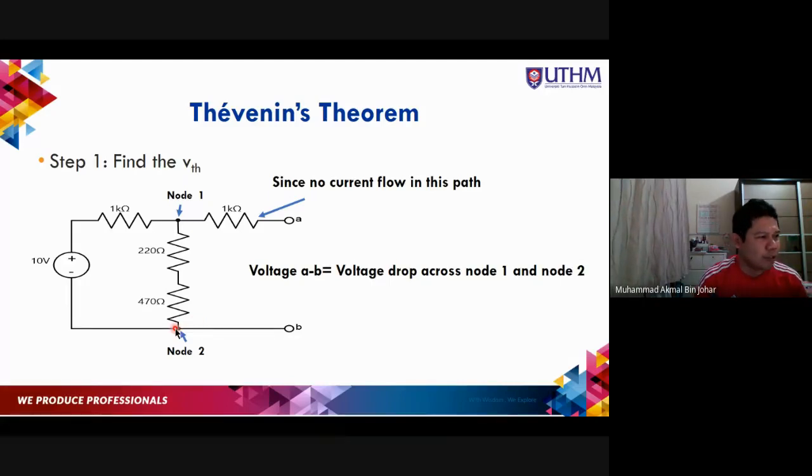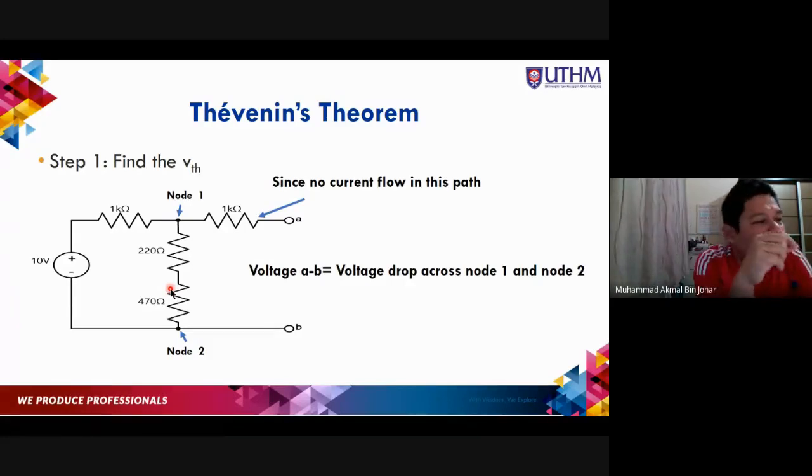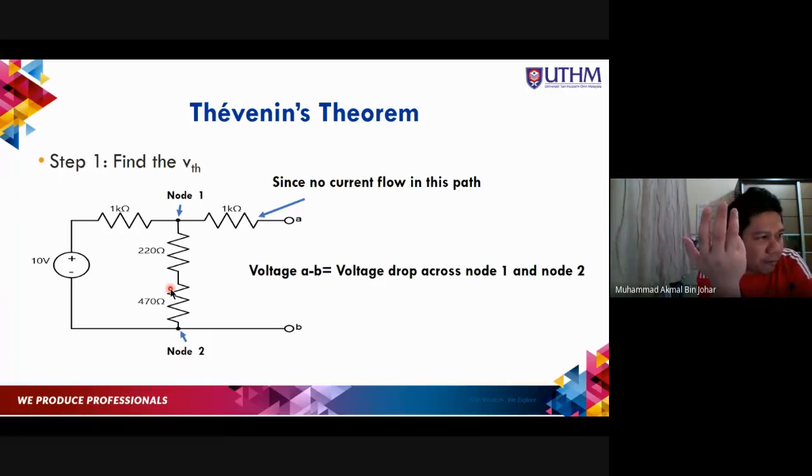And the voltage between node 1 and node 2 is the same as voltage AB. So in order to get the Thevenin voltage, or voltage A to B, we calculate the voltage drop across the 220 ohms and also the 470 ohms. Calculating these two voltage drops across these two resistors will give us the value of voltage AB, which in this case is the Thevenin voltage.